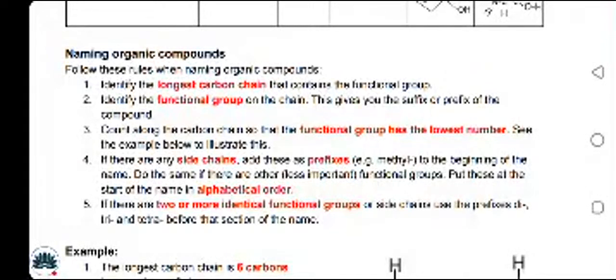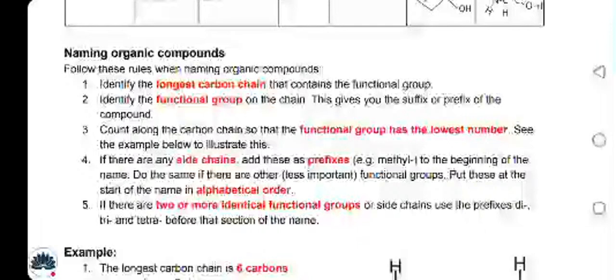Meaning if it is A, B, and C, you're required to write A first and then write B and write C. Meaning the words follow this alphabetical order. If there are two or more identical functional groups or sites, use di, tri, and tetra before that section of the name.